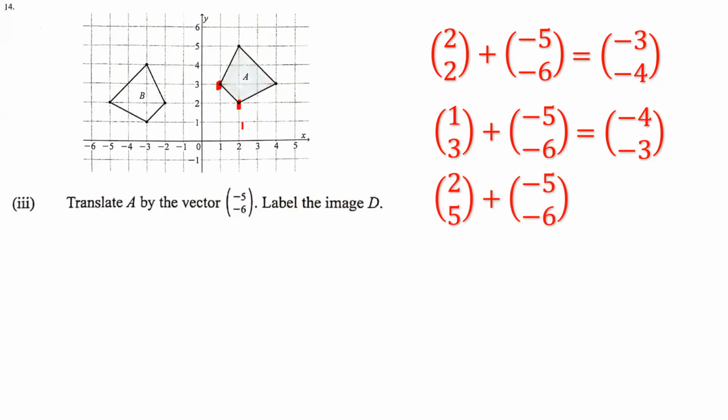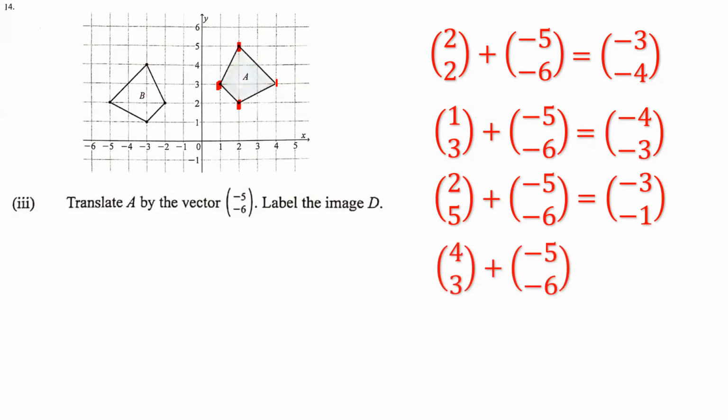Now we have 2, 5, right here. We're going to apply the vector -5, -6 to it. 2 plus -5 is going to be -3, and 5 plus -6 is going to be -1. And then we're going to apply the last point, 4, 3. So we have 4 plus -5 is going to be -1, and 3 plus -6 is going to be -3. So these are going to be our points for our new image.